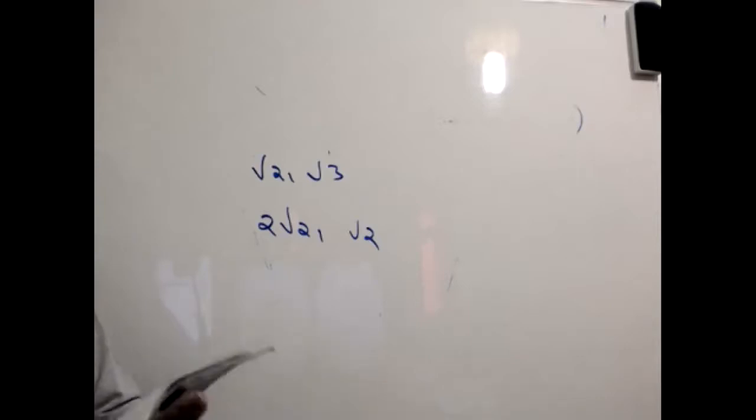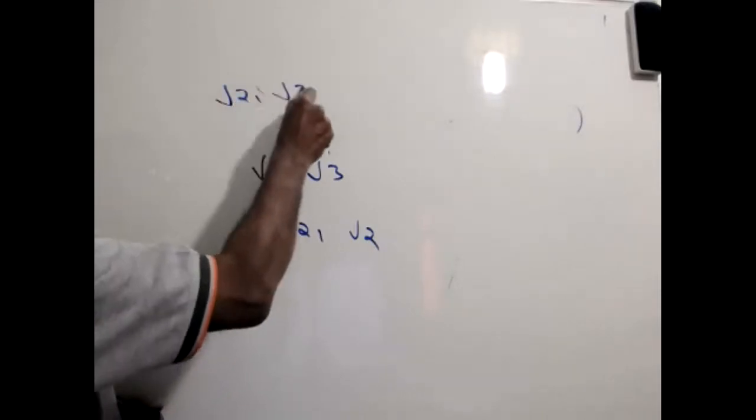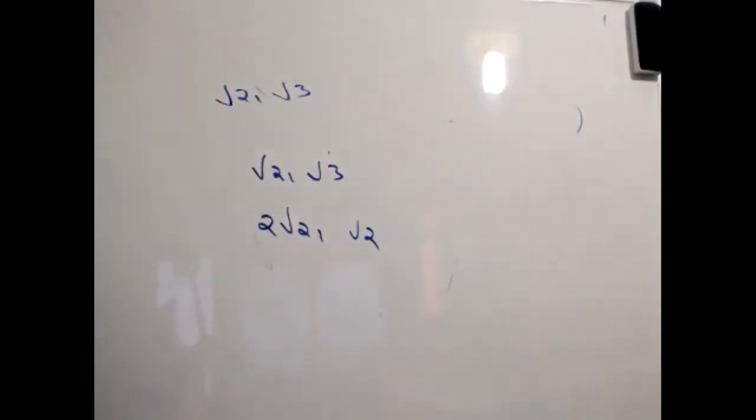Product of two irrational is irrational. What is an example? Root 2, comma root 3. You can write your own. Root 2 times root 3 is root 6.